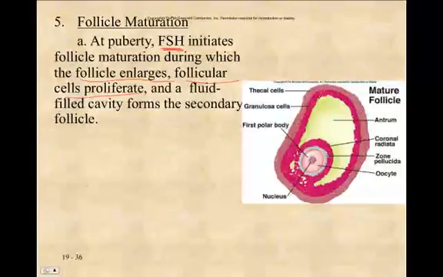And this big fluid-filled cavity right here is going to form. This fluid-filled cavity is eventually going to be called the antrum. And that fluid-filled cavity will be important for pushing the oocyte to one side of the follicle, which is eventually going to be important for ovulation.